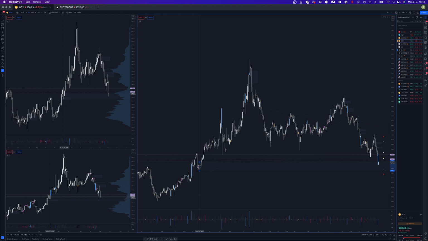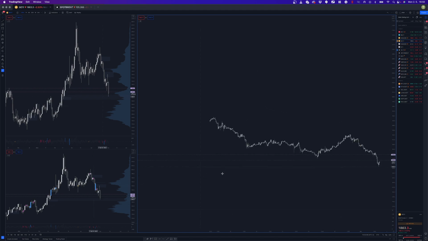Let me actually take a look. If I adjust this on an H4, I don't think there is anything untested here, just based on this, because you can see there was this wick to the downside. But let me actually check.